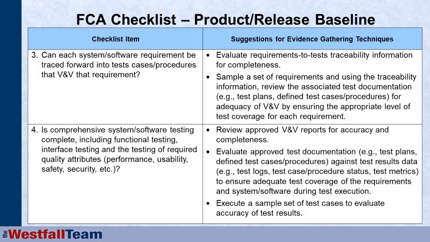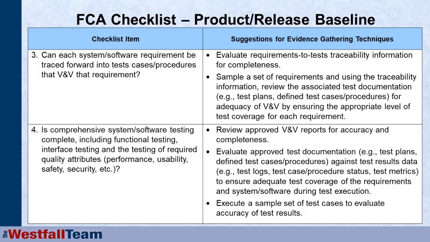The next checklist item that should be done at every product or release baseline is a comprehensive system or software testing. Is it complete? Including functional testing, interface testing, the testing of each of your quality requirements. So at the most simple, you can just review the V&V report for adequacy and completeness. Did we satisfactorily complete system testing based on the records from system testing?